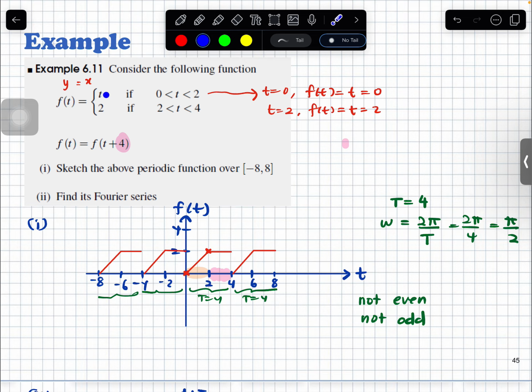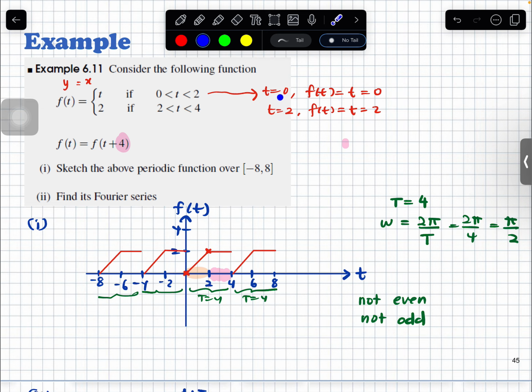What is the shape of the graph? Remember, if we change f(t) to y and we are using x, this is just a line y equals x, so we know that it is a straight line, right? For a straight line, we can substitute any two values, plot the coordinates, and then connect the two coordinates by a straight line.